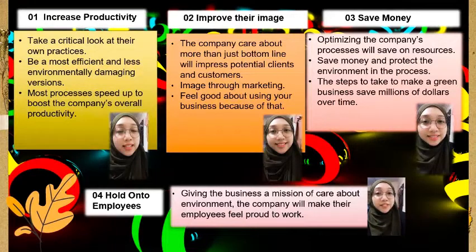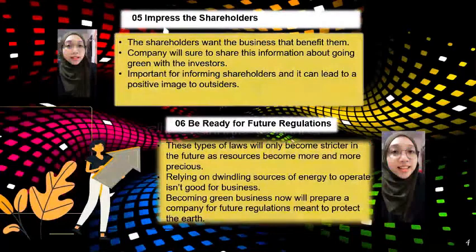Okay, the fourth benefit is holding on to employees. This means that by giving the business a mission of caring about the environment, the company will make their employees feel proud to work there and stick around a while longer. Okay, the fifth benefit is impressing the shareholders. This is because shareholders want a business that benefits them. So the company will be sure to share this information about going green with the investors. It is important for informing shareholders and it can lead to a positive image to outsiders.